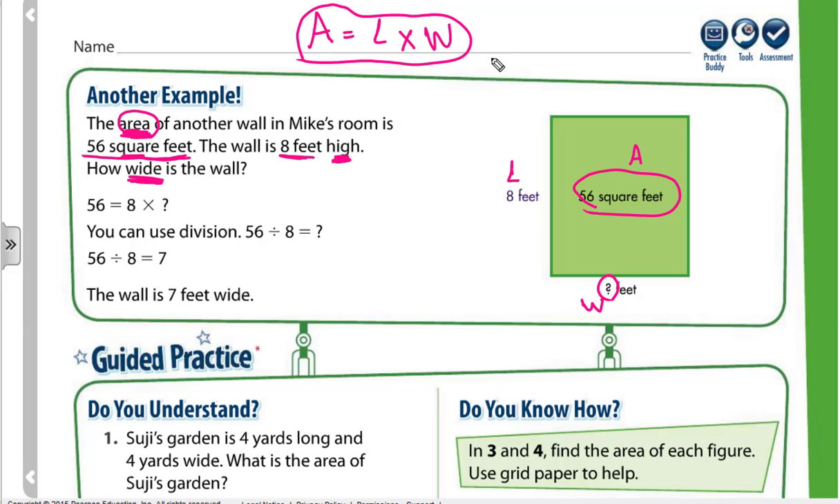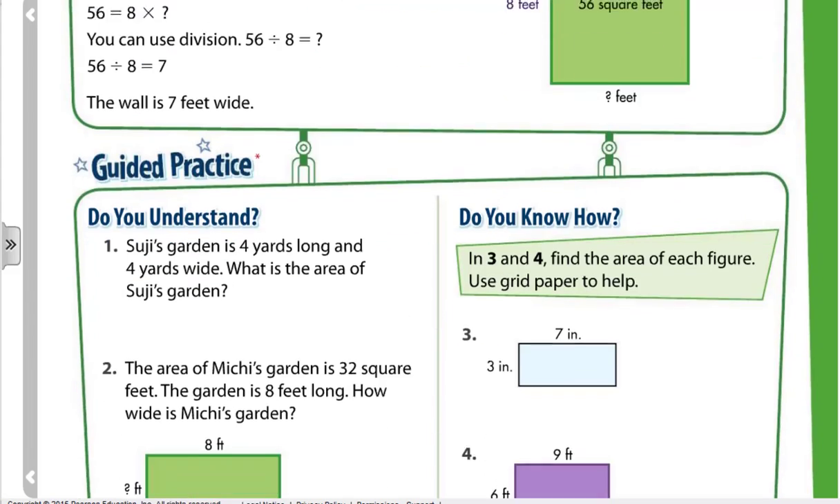So the equation, according to the rule that we are using: area equals length multiplied by width. So 56 equals 8 multiplied by a question mark. To find the value for the question mark, we can use division. Divide 56 by 8 and it will be 7. Now the wall is 7 feet wide. Okay, now I will move down to the guided practice.